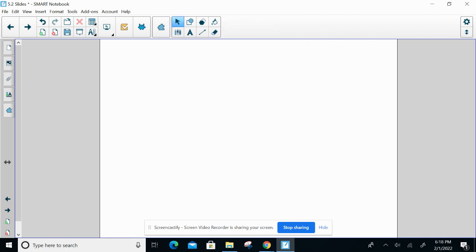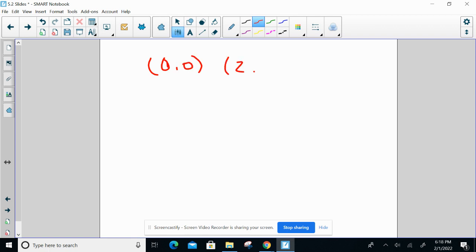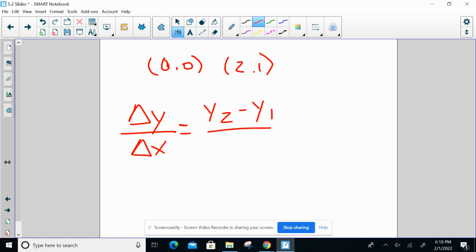I can actually delete that. My points were 0, 0, and 2, 1. So check this out. Change in y over change in x. Now, this doesn't really help us the way it's written now. But watch this. Here's a subtraction problem to help you with the same thing.